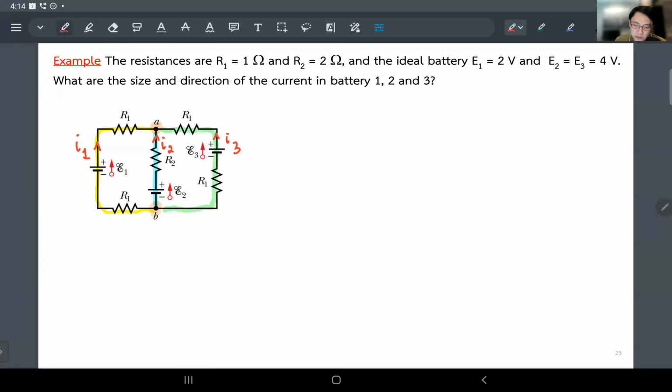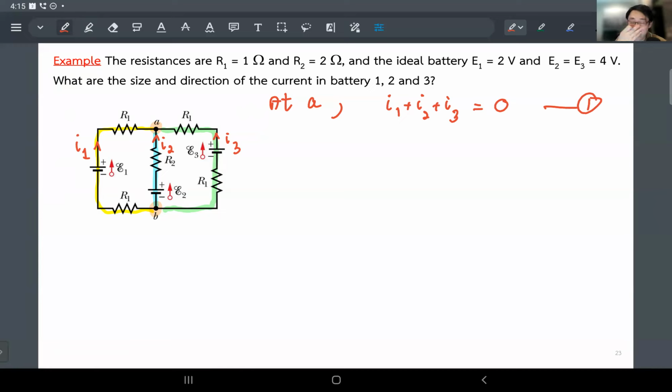For example, looking at junction A, all the current in must be equal to current out. The currents I1, I2, and I3 are pointing towards point A, so that's the inward current. So I1 plus I2 plus I3 is equal to the current going outward, which is none. That's my first equation. Done. Sounds good? As you can expect, if you assume all the currents are flowing into junction A, you will definitely get some of these I's to be a negative number.